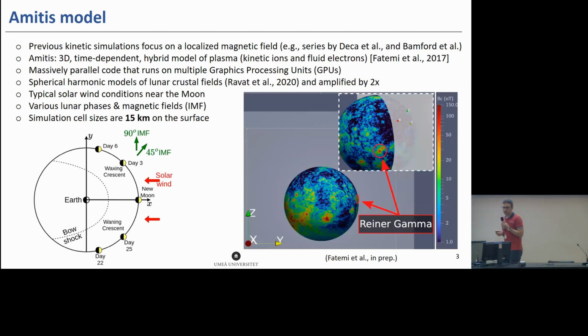This is an example of the crustal fields that are included in our simulation here. And as an example, I've marked up the Reiner Gamma.